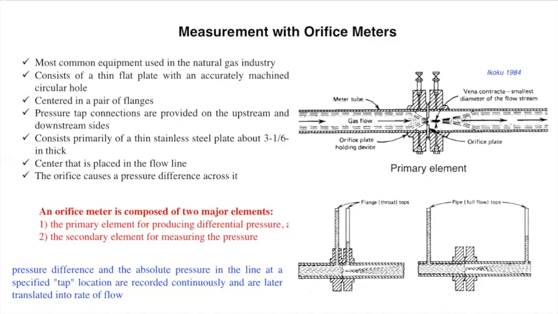Now this pressure difference and the absolute pressure in the line at the specified tap location are recorded continuously and are later translated into the flow, right? These are the two very important parameters: the pressure difference that we are going to record, and the absolute pressure in the pipeline. These two have to be recorded throughout the flow, so that later on they can be translated into the flow. We'll see as we go along.